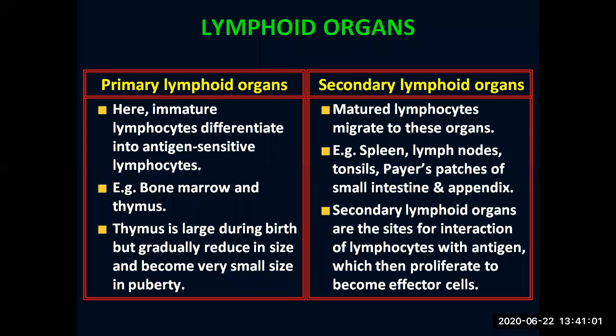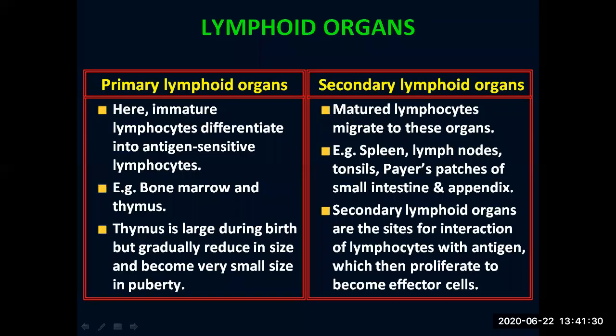The thymus is large during birth, but gradually reduces in size. We say that the thymus is a child gland and becomes very small in size at puberty. Okay, then let's come to the secondary lymphoid organs. In secondary lymphoid organs, the matured lymphocytes migrate to these organs. After maturation of T and B lymphocytes, they come here and get activated.